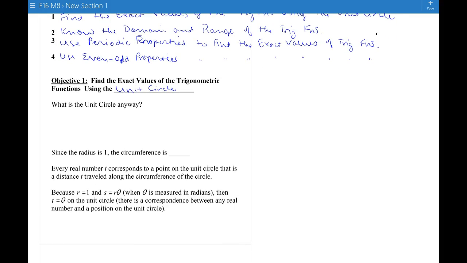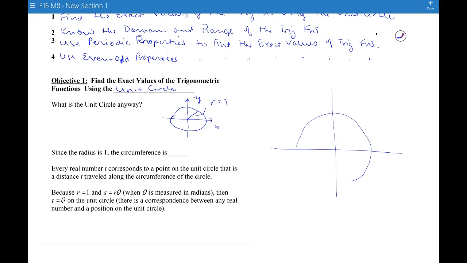So what is the unit circle anyway? It's a circle with the center at the origin, pretend that's circular, that has a radius of 1. So let's think about where the points are where this unit circle meets the axes. This point on the circle is going to be 1, 0. This point will be 0, 1. Negative 1, 0. And 0, negative 1. So you can see how the circle is situated.